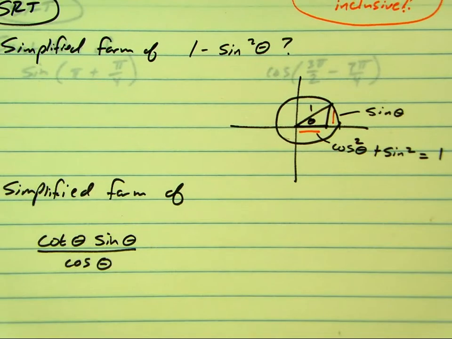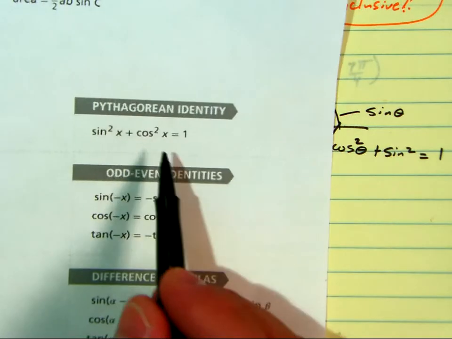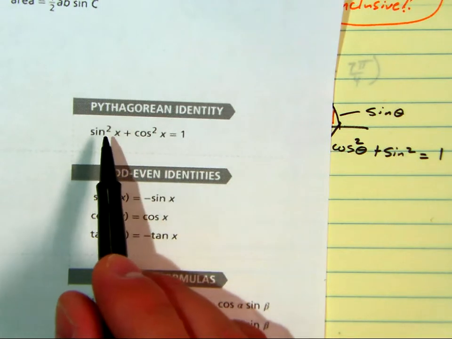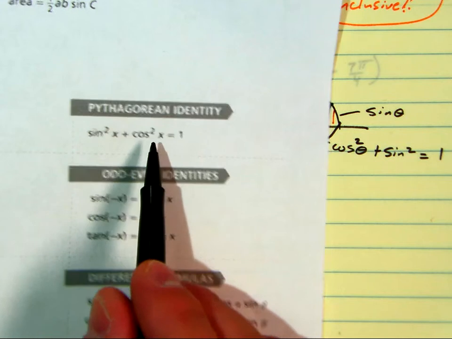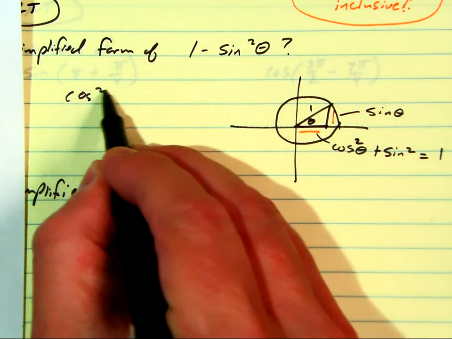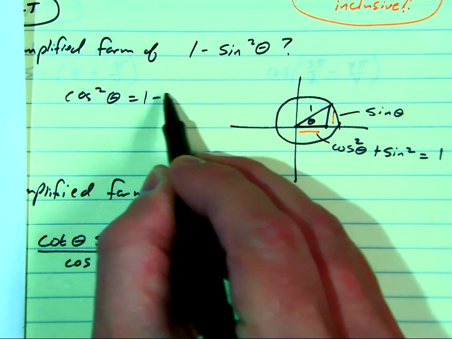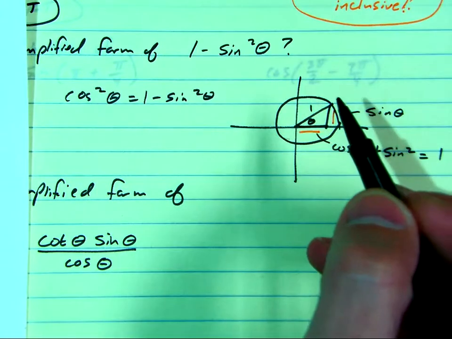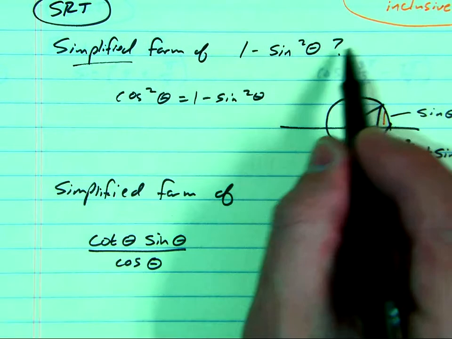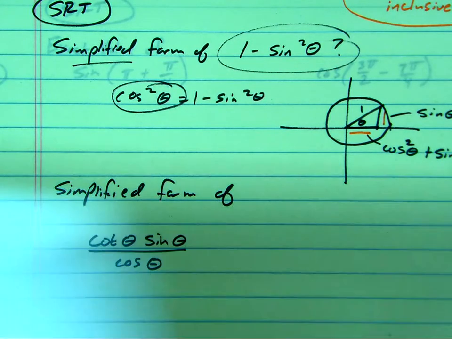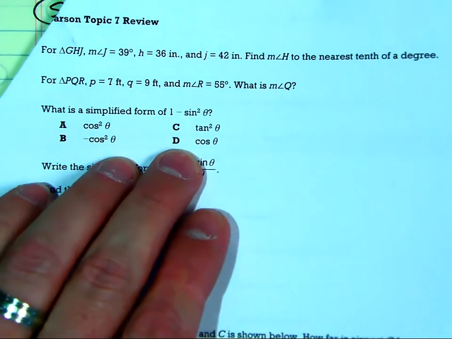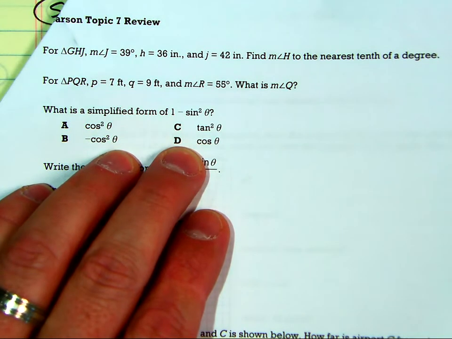And, boys and girls, it's even better than that. Check this out. Look at this identity. What happens if I subtract sine squared to the other side? What does it look like? Doesn't it look like cosine squared theta equals 1 minus sine squared theta? Hey, we're already done. Simplified form of this is just cosine squared. This one's multiple choice, so what's the correct answer? It's A. Done deal. Piece of cake, huh?